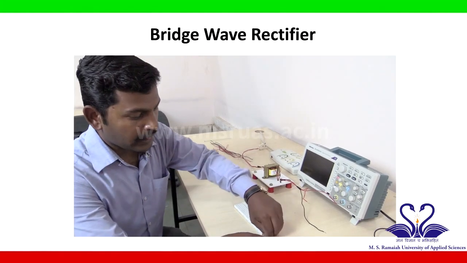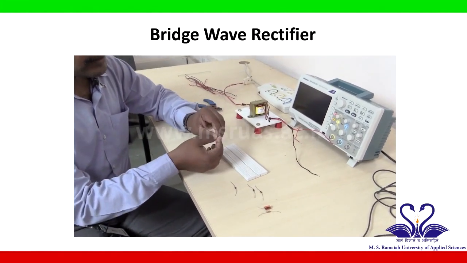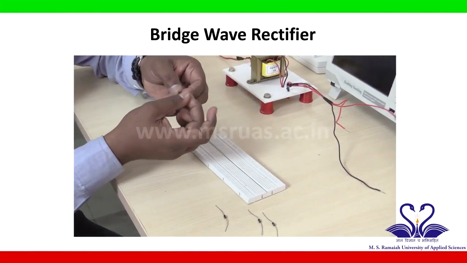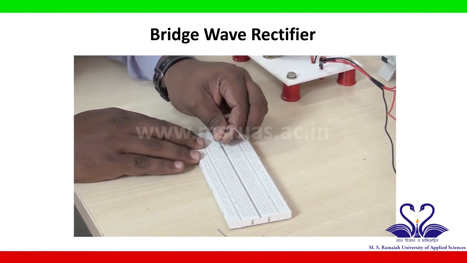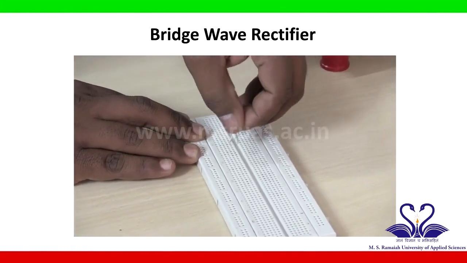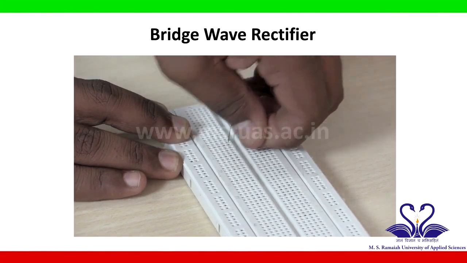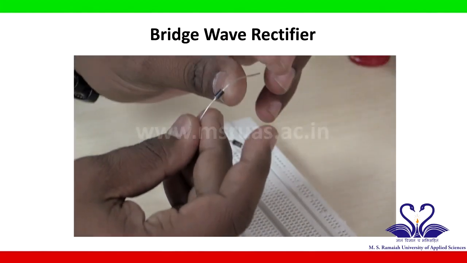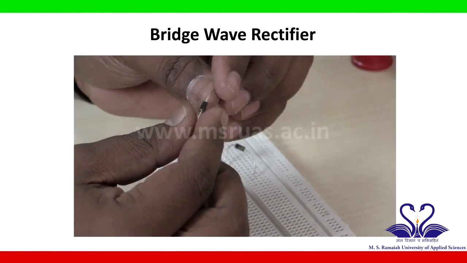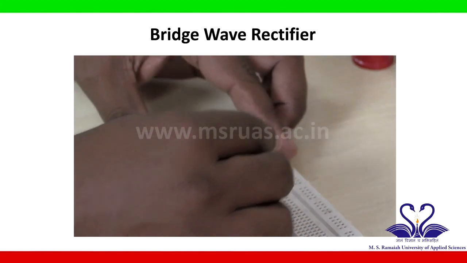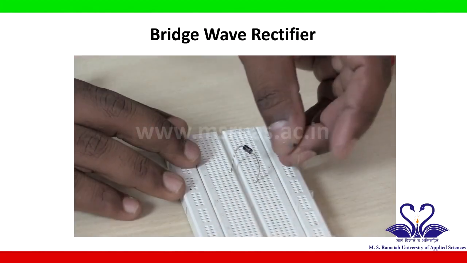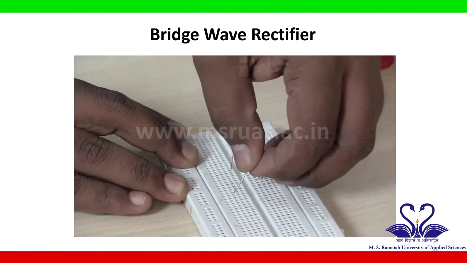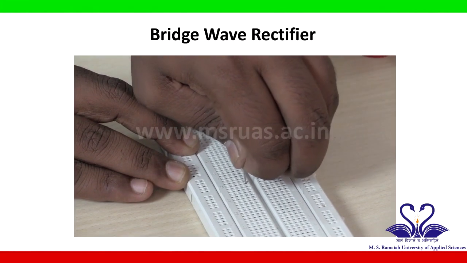First we connect the diodes in a bridge form based on the circuit diagram. Let us take diode 1. This is the P side of diode 1, this is the N side. Connect somewhere in the breadboard like this. Take one more diode, let us call this diode 2. Diode 2's P terminal is connected to the N side of diode 1. So, I will connect its P side to the N side of this diode, and diode 2's N side is connected to another terminal.